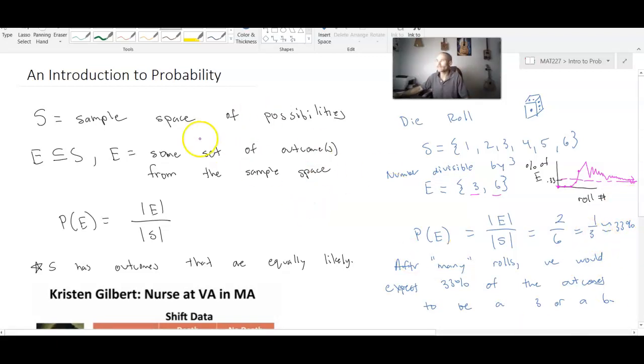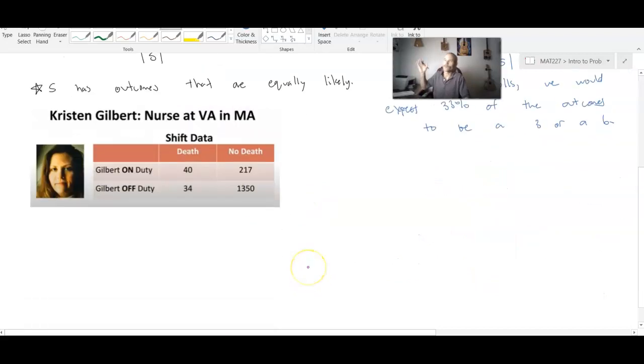Okay, so that's the basic definition of probability. Now, probability is incredibly useful. Here's one interesting example of Kristen Gilbert, who was at one point a nurse at a VA, Veterans Affairs, hospital in Massachusetts. What started to happen was that when she was on duty, people started to notice that some of the patients were dying. I can't remember exactly what it was, but it was something along the lines of people getting heart attacks.